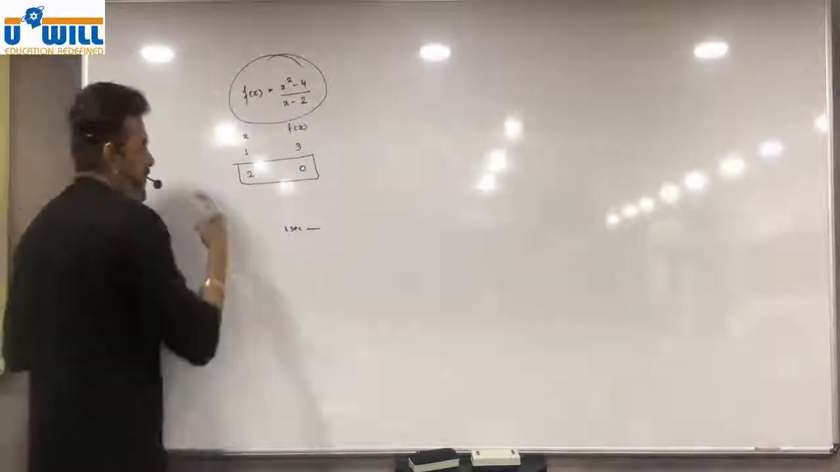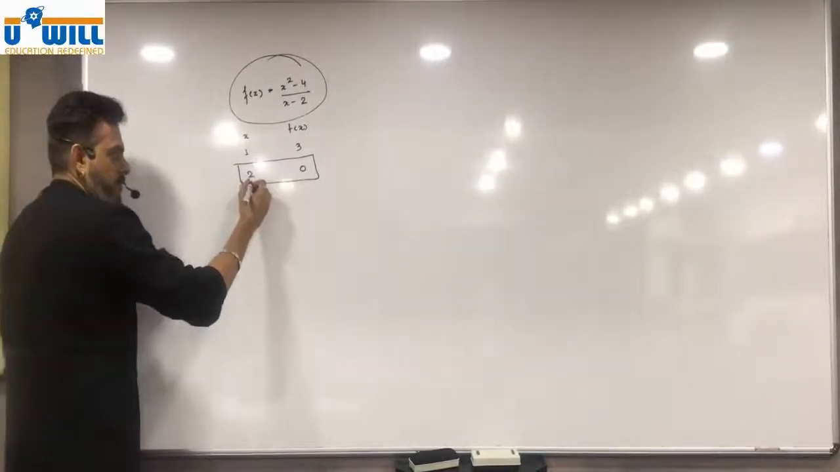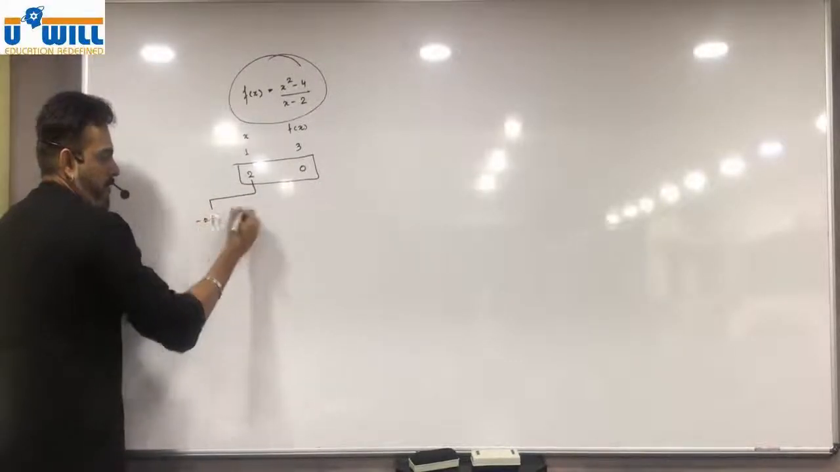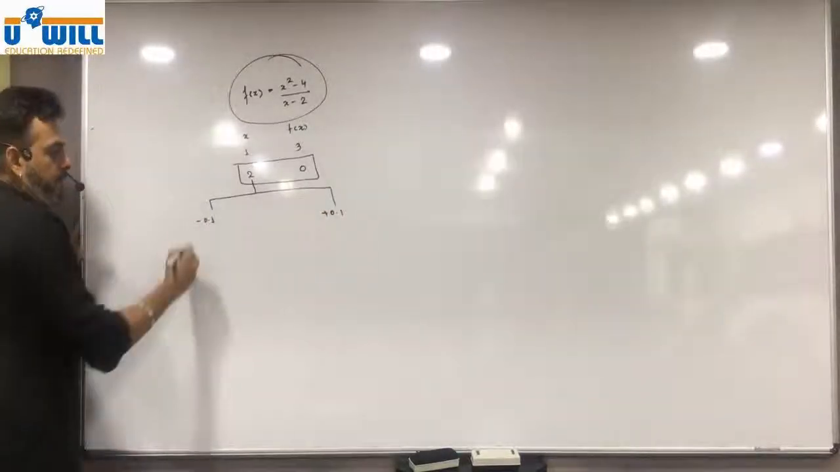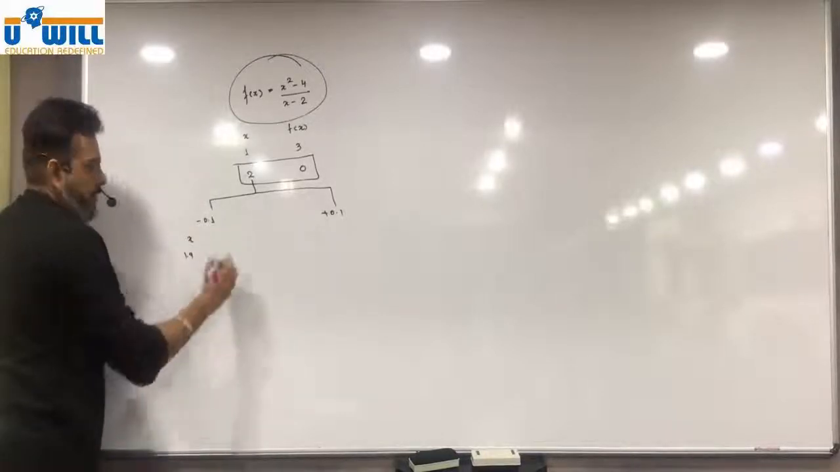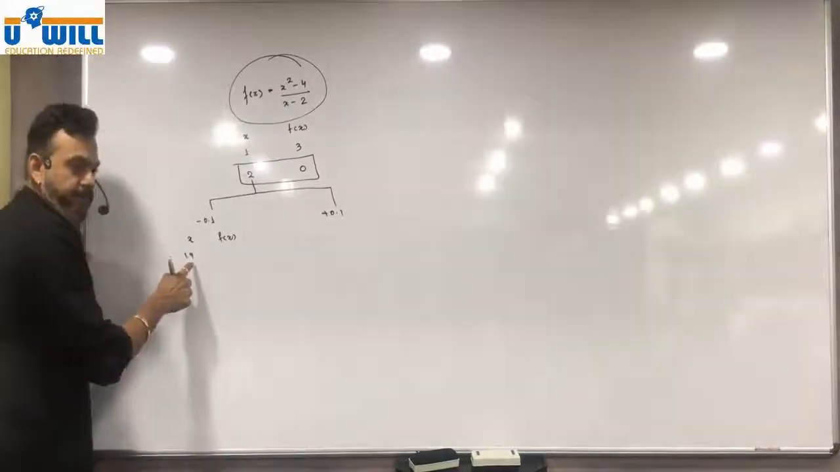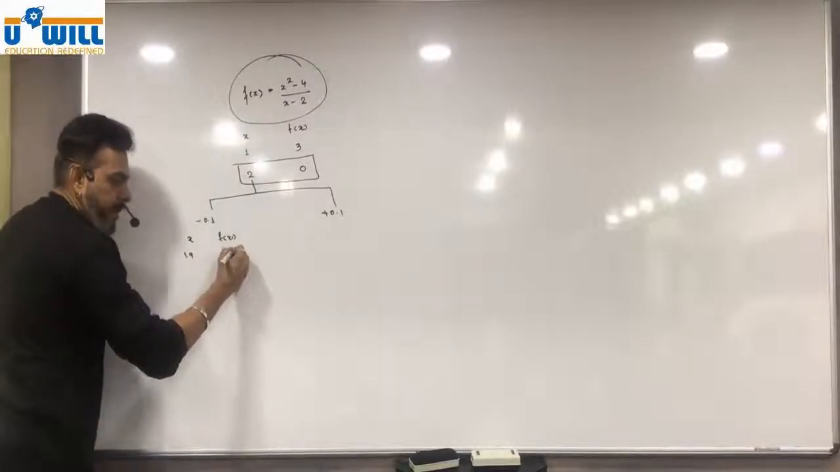So what we will do is, instead of exactly 2, we will first subtract 0.1 from 2 and then add 0.1 to 2. So if I take x as 1.9, what will be f of x? Square 1.9, subtract 4, divide by 1.9 minus 2, that is minus 0.1. If x is 1.9, f of x is 3.9.